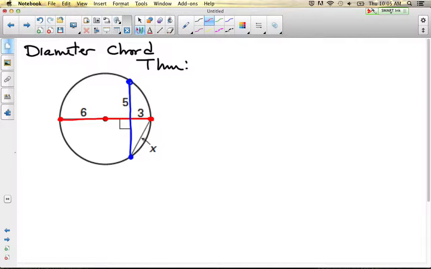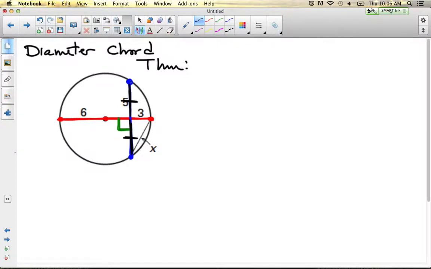If you have a diameter, which is this line right here, and if you have a chord, and if they intersect at a 90-degree angle, or if they are perpendicular, here's what you get for free. This half and this half of the chord have to be equal. In other words, your chord gets bisected. So that means this segment must be congruent to this segment.